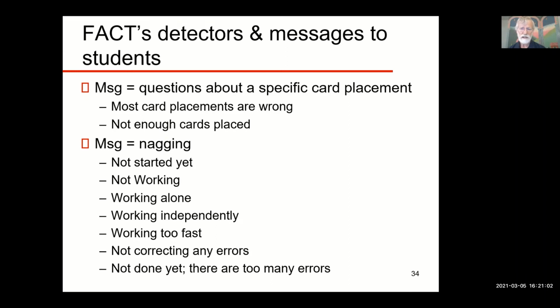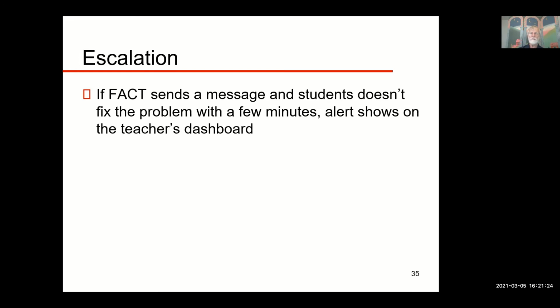If they're not correcting any errors at all, they're just slapping those cards down and not going back and thinking about them, then they get the message you just saw. If they click the done button, they're not really done yet because there are too many errors, then they get a nagging message. Okay, so those are the exact nagging categories we currently have. Now, if the students get a message from FACT and they don't fix the problem within a few minutes, then FACT escalates it and sends it now as an alert to the teacher's dashboard. That's when the tile representing the students turns red.